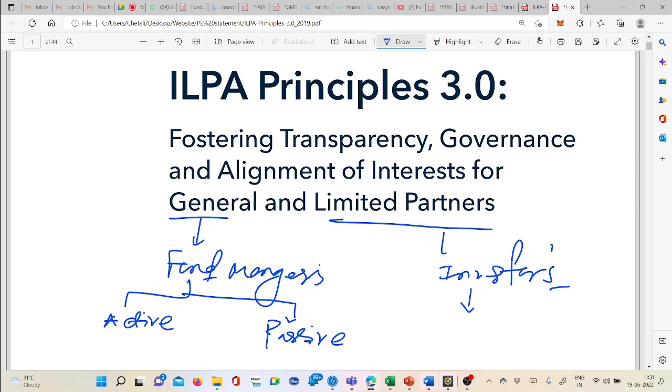So in short, you may see two categories: one is general partner and the other is limited partner. When we say GP, LP, always keep in mind that GP means fund managers and LP means limited partners, normal investors or any kind of investor.